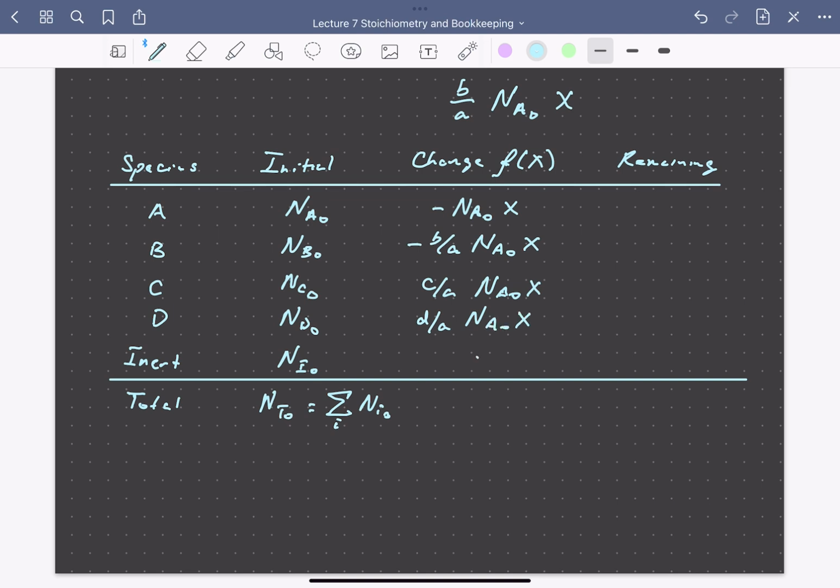So for our inert species, it doesn't undergo any reaction, so the amount remaining will be the same as we had initially. So the amount remaining is just going to be, for every species, how much we fed and how much was consumed or produced during the reaction. So for our products, the number of moles will be decreasing.